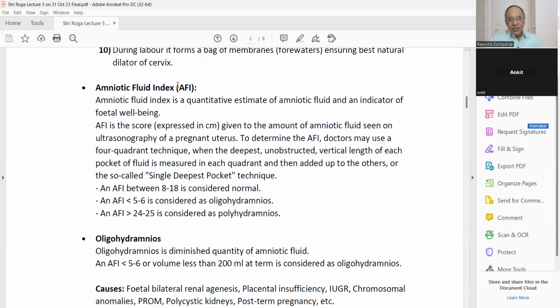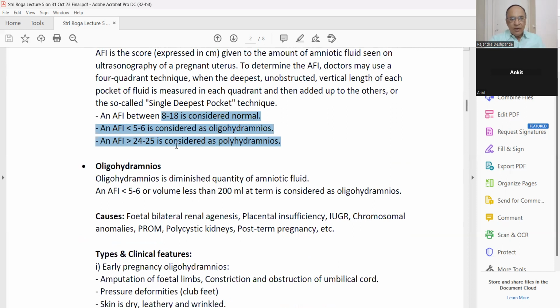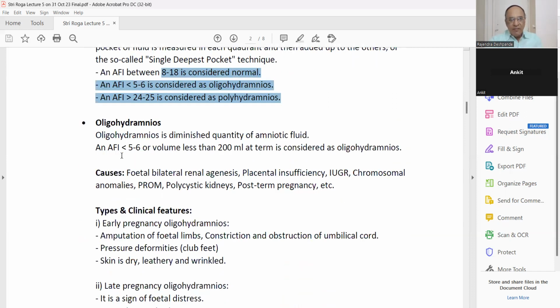Then we have seen what is the AFI, that is amniotic fluid index. 8 to 18 is normal. Less than 6 is oligo, and more than 25 is poly. It is not the quantity. This is not ml. Write down, this is centimeter. This is another measurement, AFI. Amniotic fluid index is not the quantity in ml. Please write down. But here we have given both AFI less than 6 and quantity less than 200 ml. Here quantity has been given in ml.